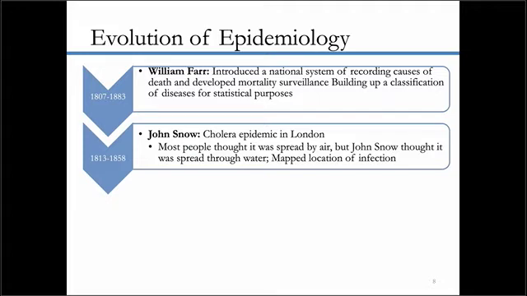And then that moves us to John Snow, who was able to determine what was leading to the cholera epidemic in London. At the time, most people thought that cholera was spread by air or some miasma that we just breathed in, and there was no actual bacterial cause of cholera. But John Snow thought that it was spread through water. To determine how it was spread, he used what we call geographic information systems, or mapping, to determine where people were getting infected.